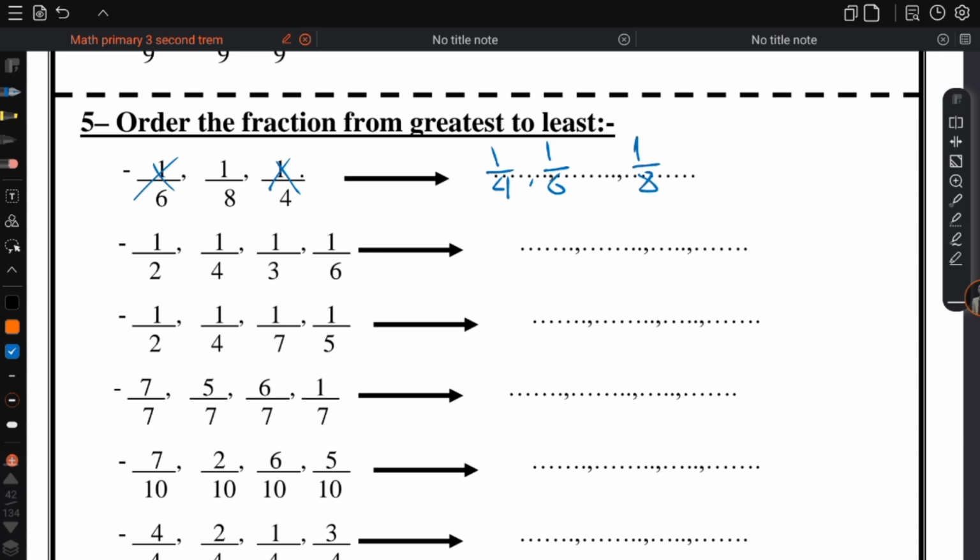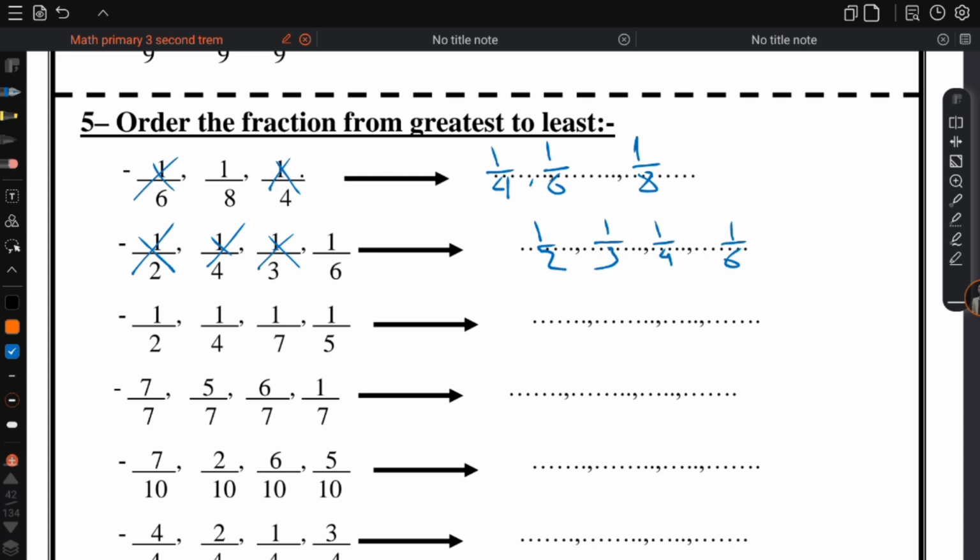Okay. The next one. 1 over 2, 1 over 4, 1 over 3, 1 over 6. I need the greater fraction. The greater fraction is the one that has a smaller denominator. Yes. 1 over 2. Okay. And then 1 over 3. Yes. And then 1 over 4. And then I have 1 over 6.